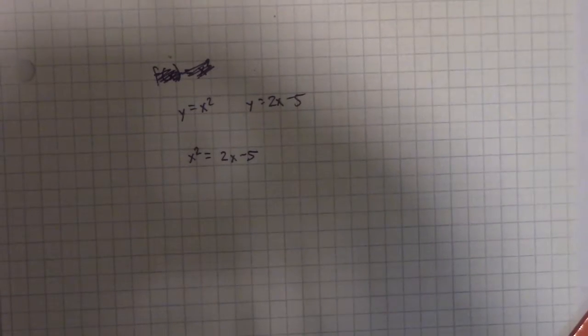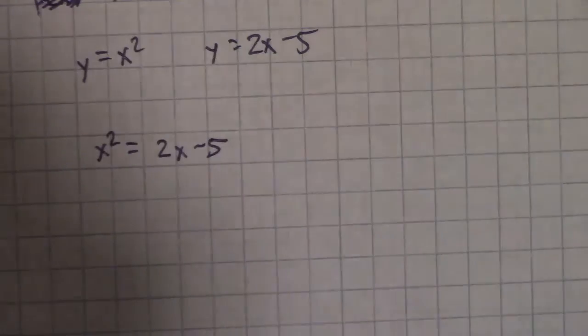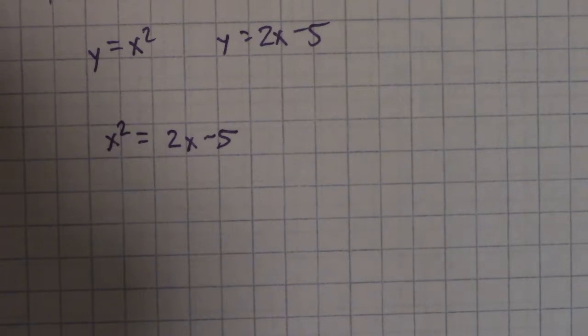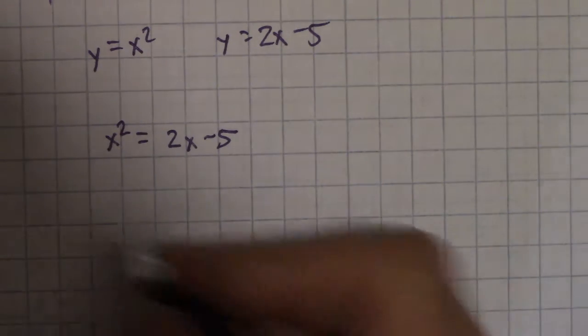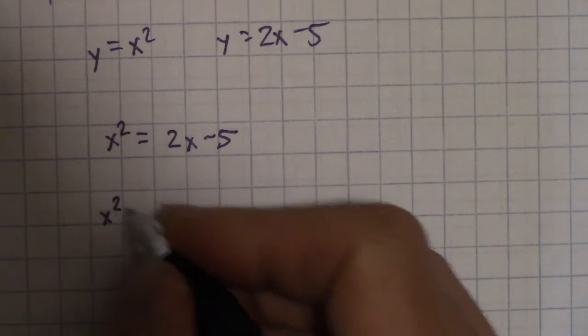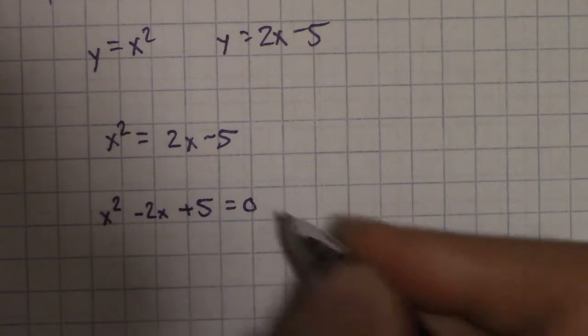So if I take advantage of this statement and I want to solve for x squared, a quadratic, what I need to do next is I need to get everything to one side. So I'm going to subtract my 2x and add my 5, and I get that x squared minus 2x plus 5 is equal to 0.